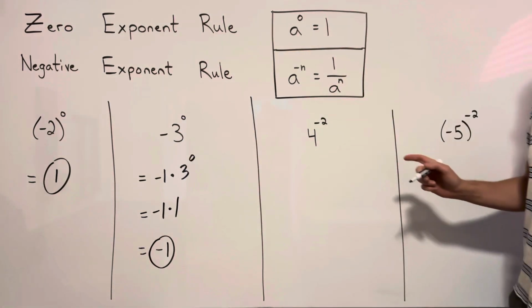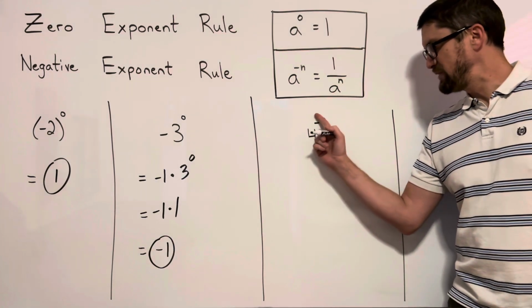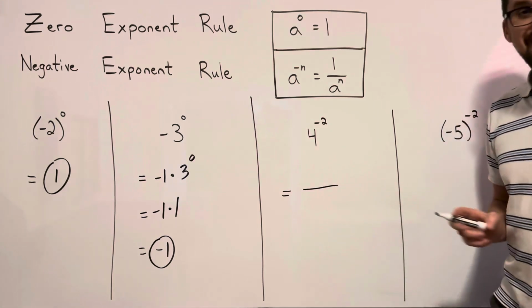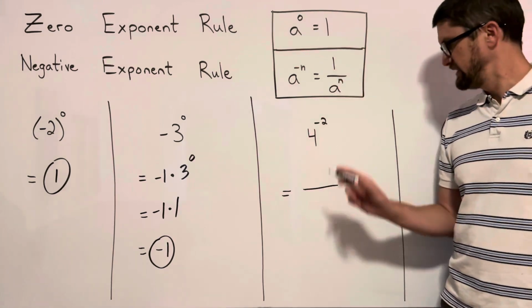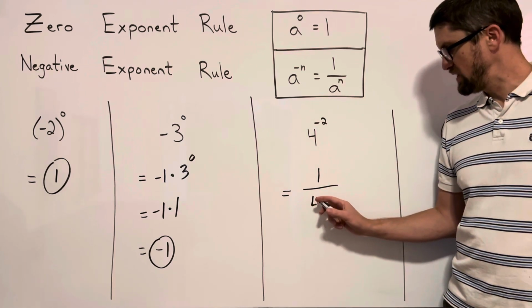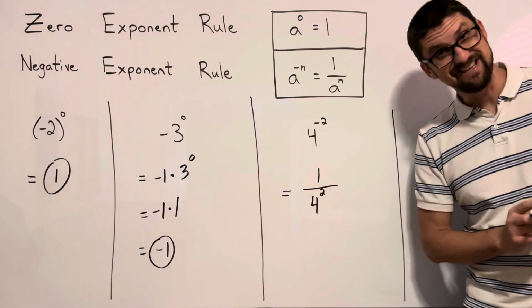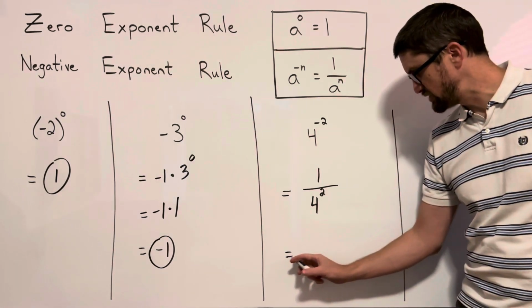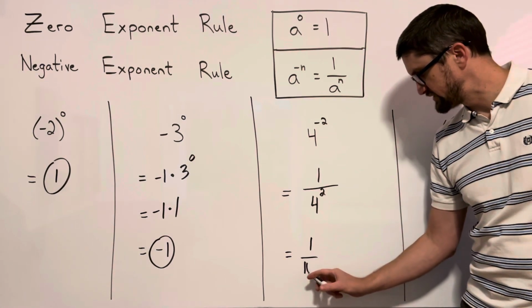Now the negative exponent rule applies when you have a negative exponent. So I could write it as a fraction with 1 in the numerator, and then I can write 4 squared in the denominator. 4 squared, 4 times 4 is 16, so this will come out to 1 over 16.